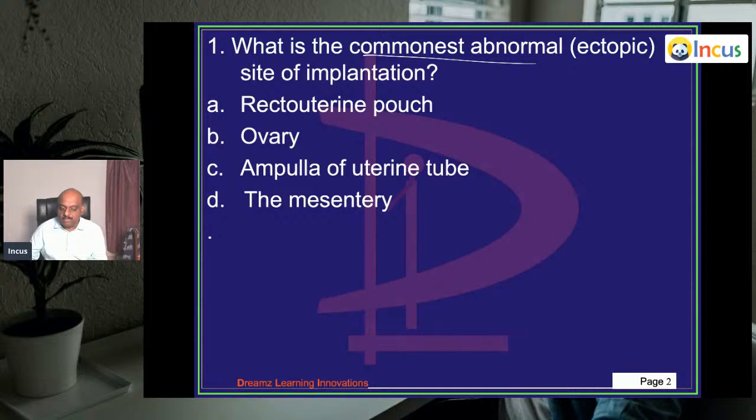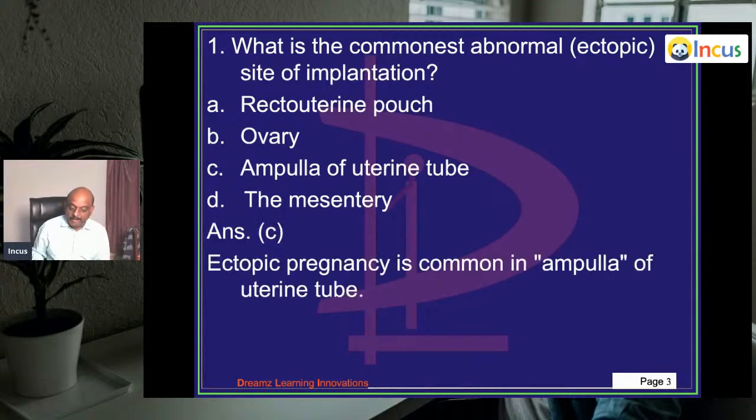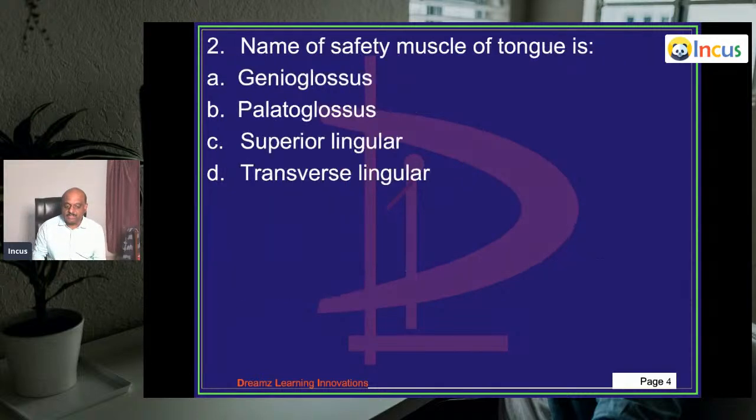What is the commonest site for ectopic implantation? It is the ampulla of the uterine tube, is what you need to remember. Ashadul SK. Very good. Thanks for joining the session. Keep punching your answers, doctor. That will be very interesting.